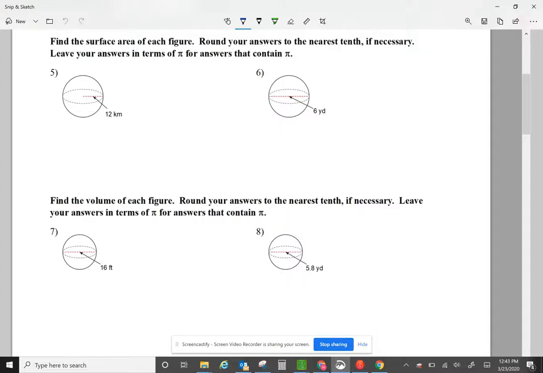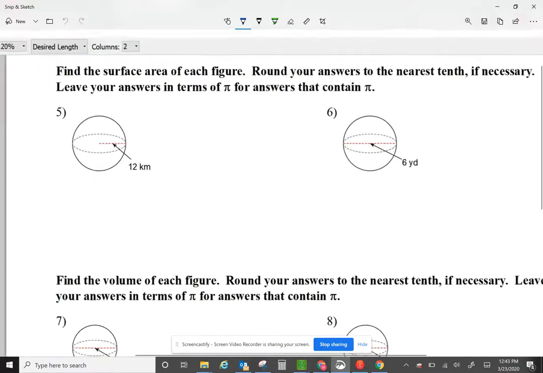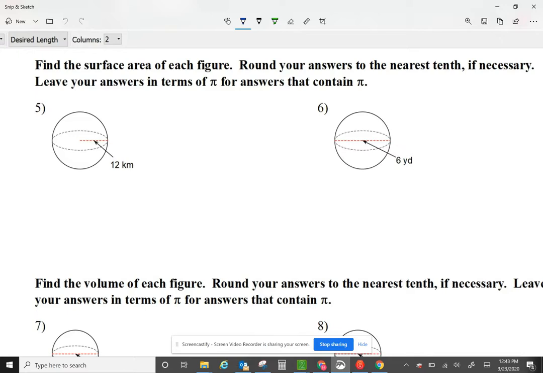All right, so this week we've been looking at spheres. So the first part, we're going to review the surface area. I remember when we covered this, I said the surface area of a sphere was going to be 4 circles. So it's going to be 4 radius squared pi. All right, so let's take a look at number 5.